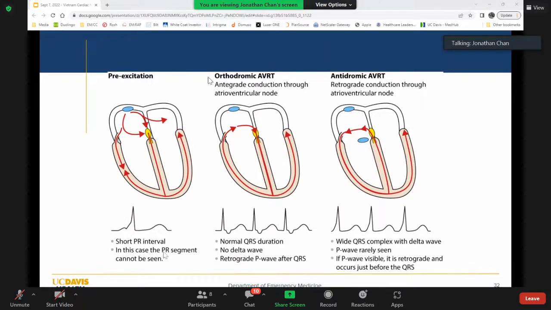You can sometimes get what we call an orthodromic conduction. And this is what happens when the conduction goes through the AV node right here. And so what we see here is normal QRS duration where you don't have a delta wave. And the retrograde P wave is after the QRS, so it can sometimes be buried in there as well. The antidromic AVRT is when it goes the other way around, and that's when we see a wide QRS complex with the delta wave, and we usually don't see the P wave that much because it's usually just before the QRS complex.